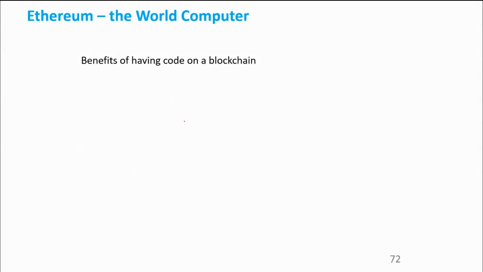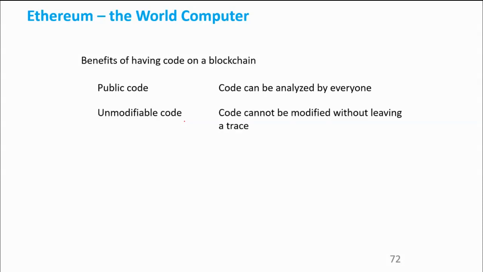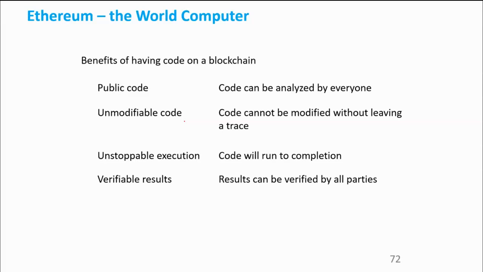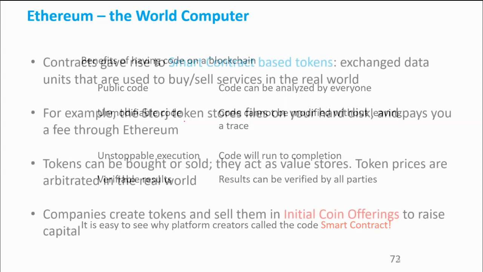Smart contracts are useful because you can put your code publicly so that it can be analyzed by everyone. Your code cannot be modified without leaving a trace on the blockchain. And the code will run to completion because the run is happening in all the computers connected to the network, not only in your computer or someone else's. And furthermore, the results can be verified by all parties because they run the code themselves and see the results. For this reason, you can see why smart contracts were called smart contracts, because platform creators thought that they would be used to define business agreements. However, the evolution took them somewhere else.